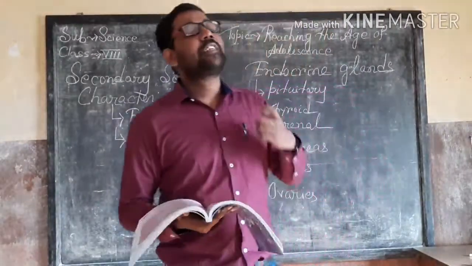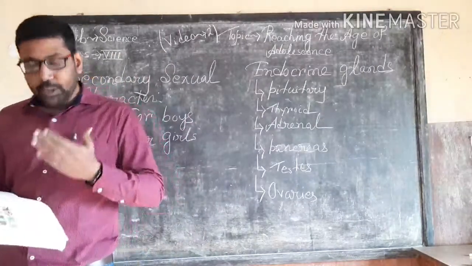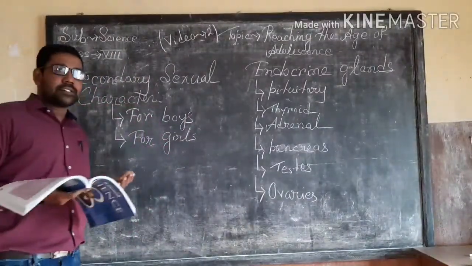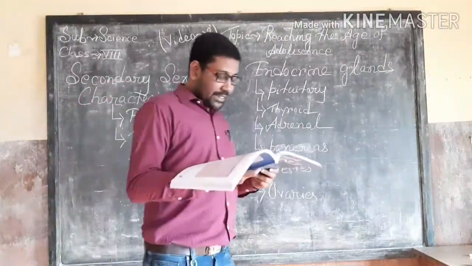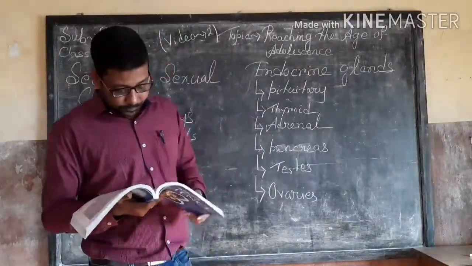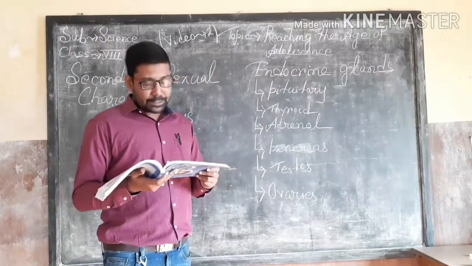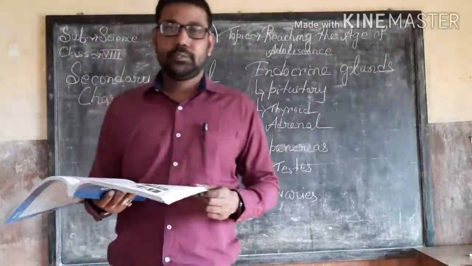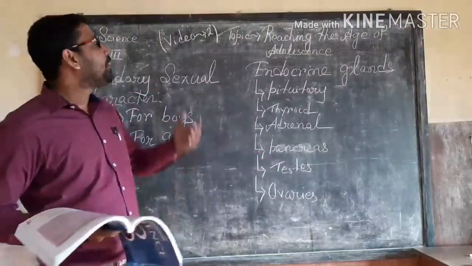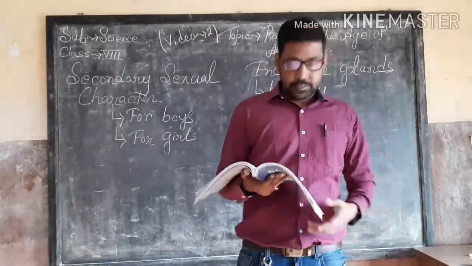An endocrine gland is nothing but a special organ in our body that secretes hormones directly into the blood rather than through a duct. Thus, they are also called ductless glands. So, another name for the endocrine gland is the ductless gland.